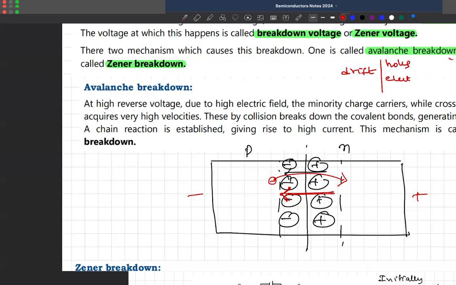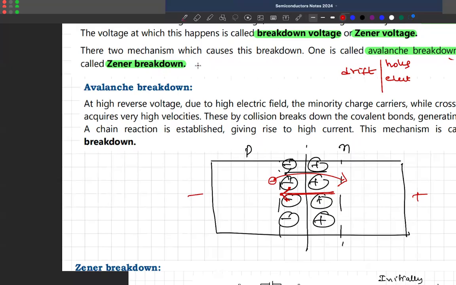Yes, what I told just now. In reverse bias mode, what is actually the current due to? The current is due to minority charge carriers. That is the reason why it is very small. It is of the order of microamps.